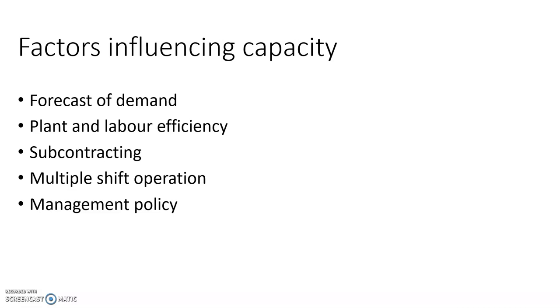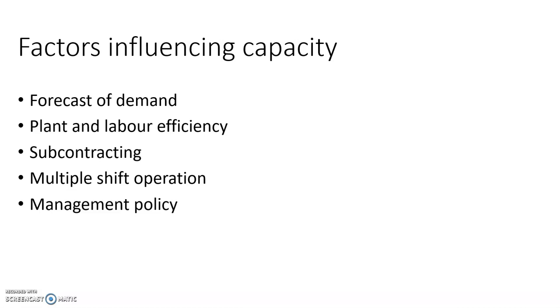Factors influencing capacity. The first is the forecast of demand. Demand forecast influences capacity plan in a significant way. It is very difficult to forecast the demand with accuracy as demand changes significantly with product life cycle and number of products. Products with long life cycle usually exhibit steady demand growth compared to ones with shorter life cycle. Thus, accuracy of forecast influences the capacity planning.